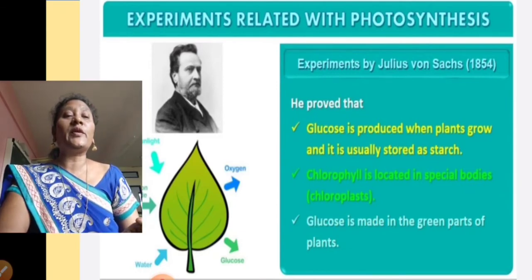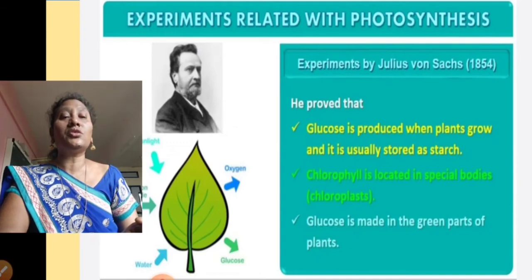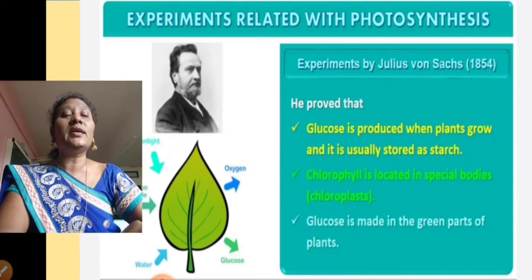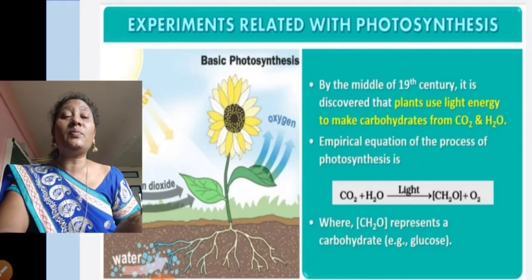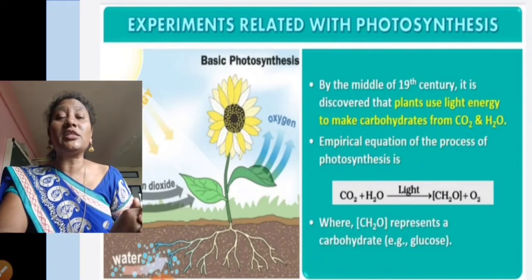Next is the experiment by Julius von Sachs. He proved that glucose is produced when plants grow, and it is usually stored in the form of starch. Chlorophyll is located in special bodies, and glucose is made in the green parts of the plant. So chlorophyll is made in the green part. It is the green part of the plant which mainly participates in the process of photosynthesis.